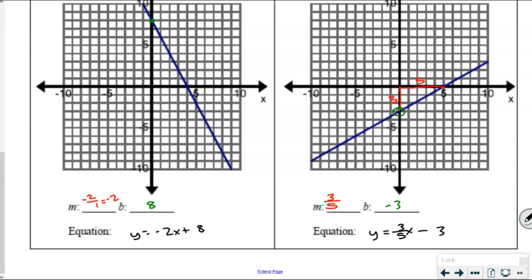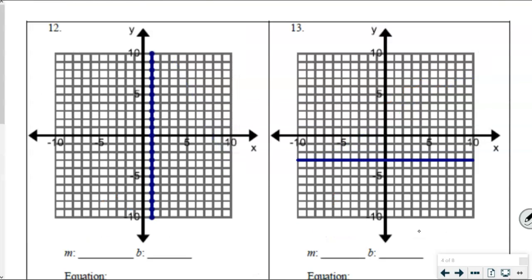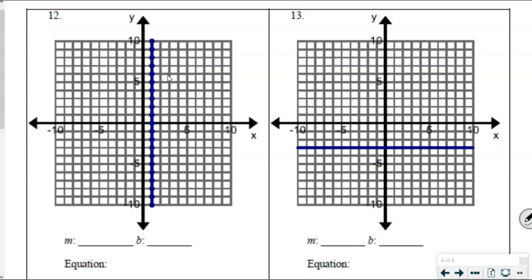Great job. Now, are you ready for these challenge problems 12 and 13? We had a question earlier. What is the equation going to look like when it's straight up and down? Now we have an example. This line is going straight up and down. What is that equation? Let's start. What is the slope? What is the y-intercept? Discuss with your group. What is that going to look like?